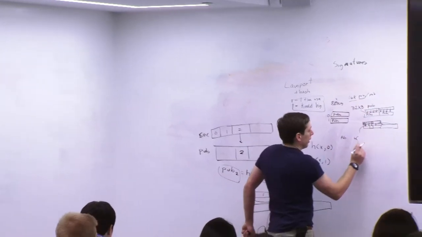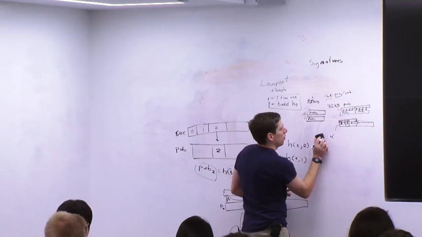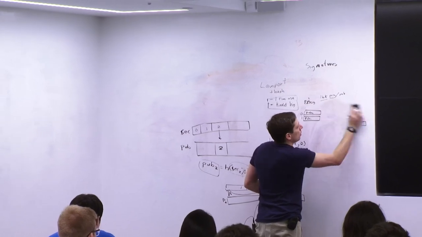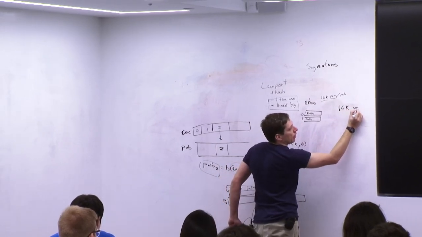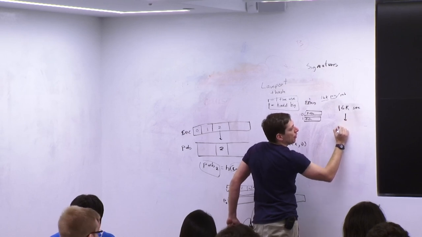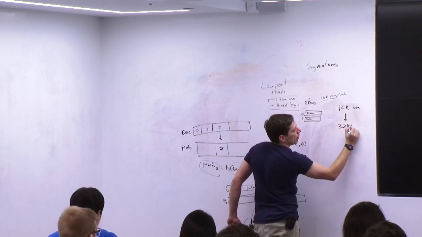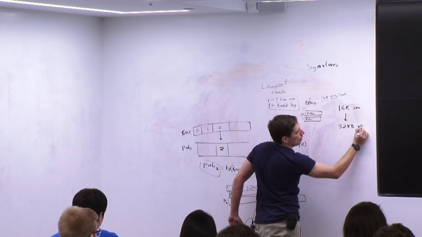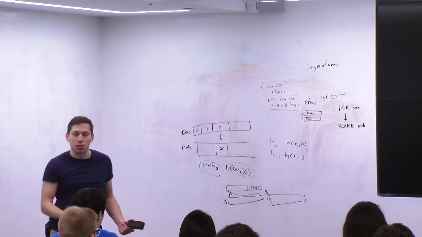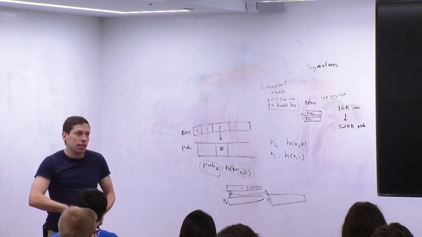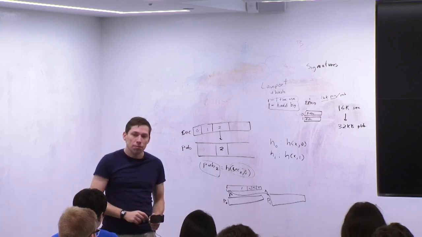Now I have a 16 kilobyte, let me erase this. So now what I can do is I can say, okay, well, I have a 16 kilobyte secret key, private key, but I have a 32 kilobyte public key that I can use twice, that has two subkeys. So I don't have to store as much of my private key data. So that's cool. That makes it quite a bit more efficient.